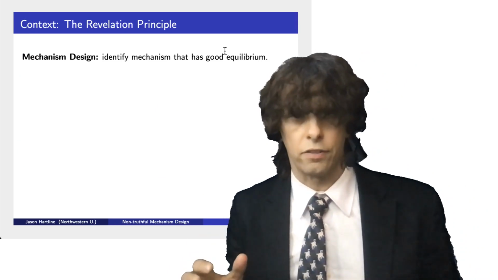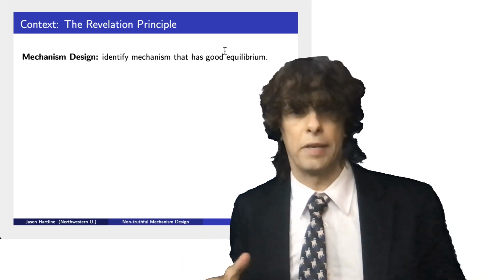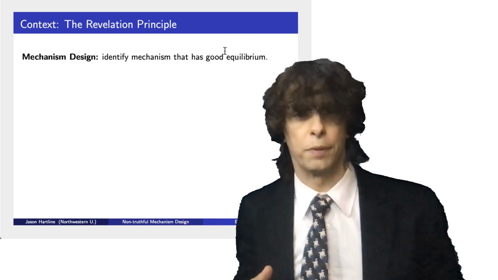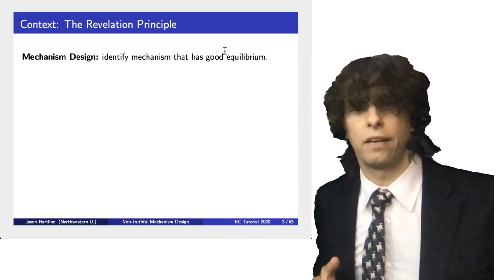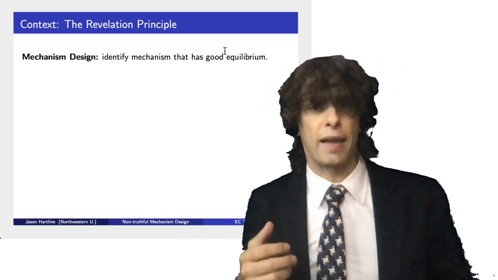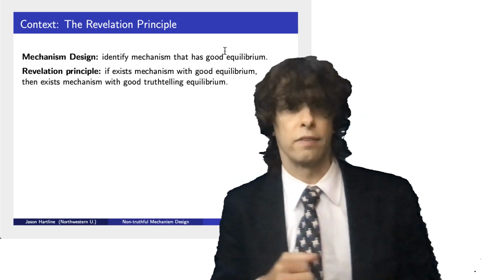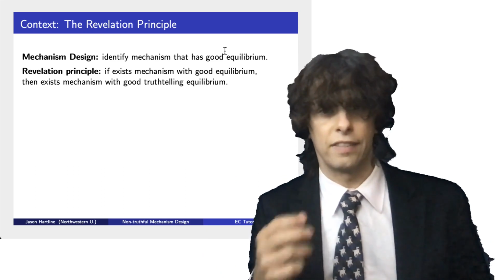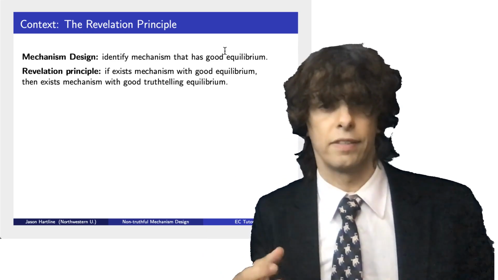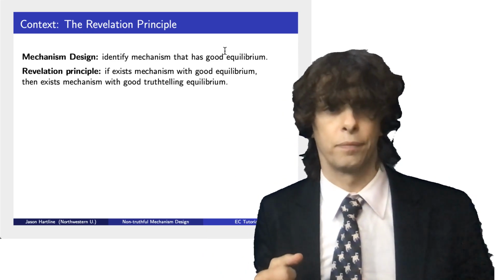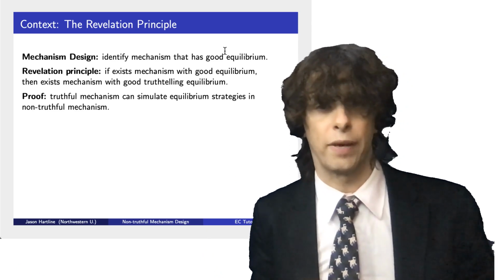To give some context for the tutorial, I want to begin by talking about the revelation principle. Mechanism design asks to identify mechanisms that have good equilibrium. The revelation principle says that if there exists a mechanism with good equilibrium, there exists a mechanism with good truth-telling equilibrium. The proof of the revelation principle is quite simple.